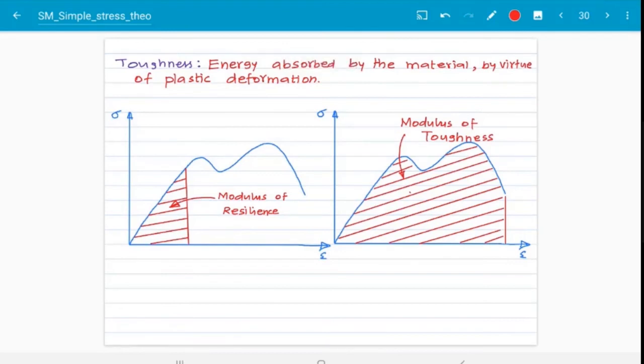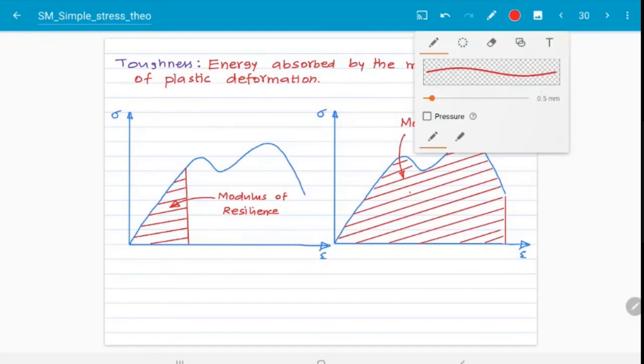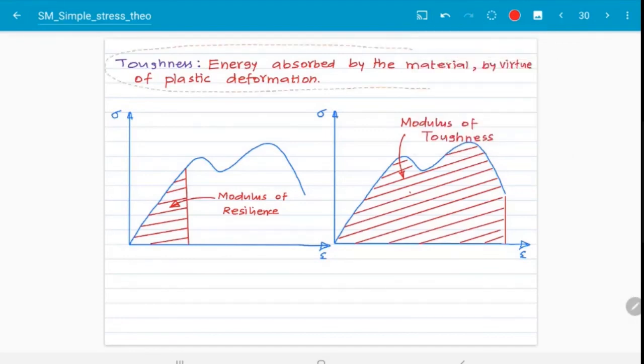What is another definition for strain energy? Energy absorbed by the material by virtue of elastic deformation. Both are energy.